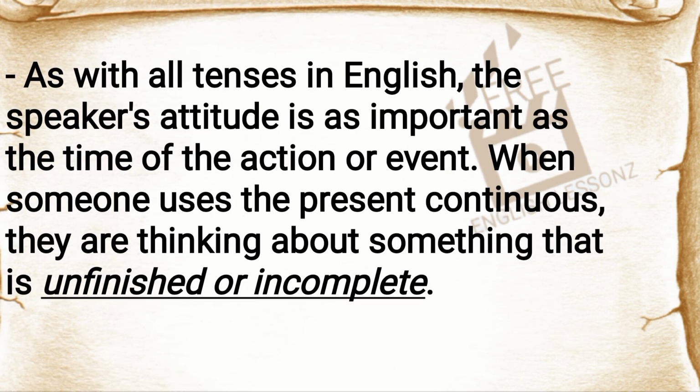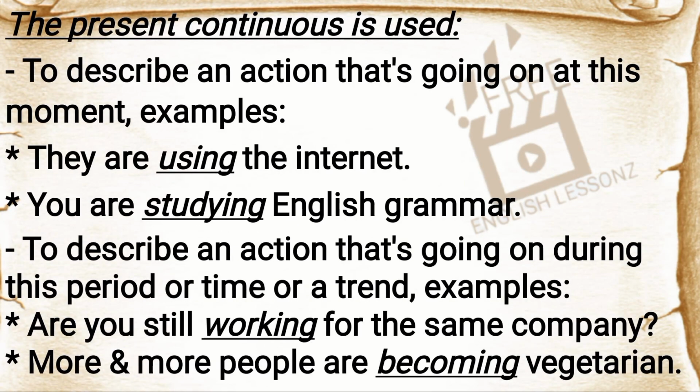Are they running? As with all tenses in English, the speaker's attitude is as important as the time of the action or event. When someone uses the present continuous, they are thinking about something that is unfinished or incomplete. The present continuous is used to describe an action that's going on at this moment. Examples: they are using the internet.